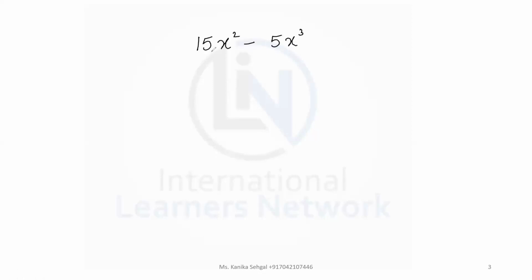Now we have 15x square minus 5x cube. So we'll first consider the numbers 15 and 5. In this case, the highest common factor is 5. Now please note, we have x square and x cube. That means we have 2 of the x here and 3 of the x here. So in this case, we are going to consider this.